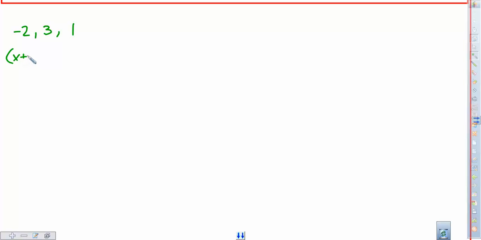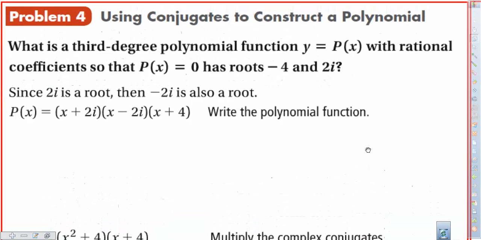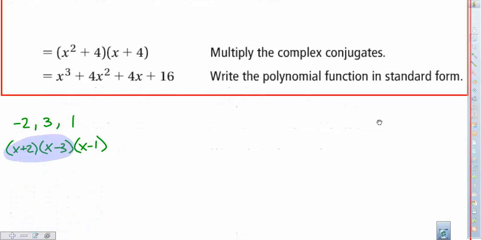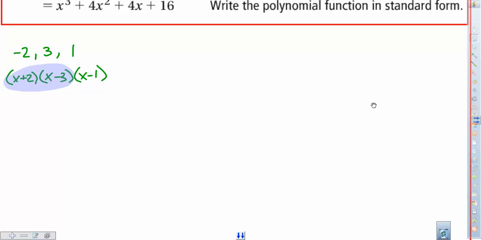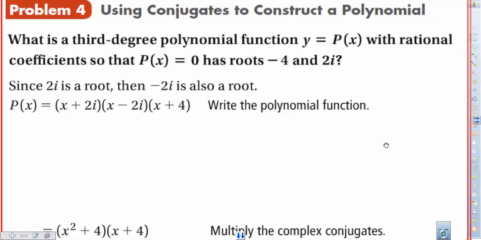x plus 2 would be a linear factor, x minus 3 would be a linear factor, and x minus 1 would be a linear factor. And then what you ended up doing there is multiplying those together. Because by multiplying all those together you come up with that polynomial function. So essentially, that's exactly what we're doing right here. We are making a function. The only difference now is before you were doing it when all the roots were real. Now, what happens when we have to do this when some of the roots are not real?